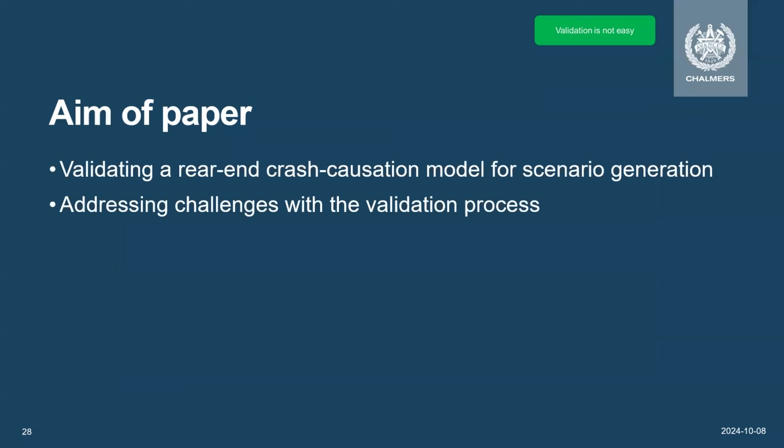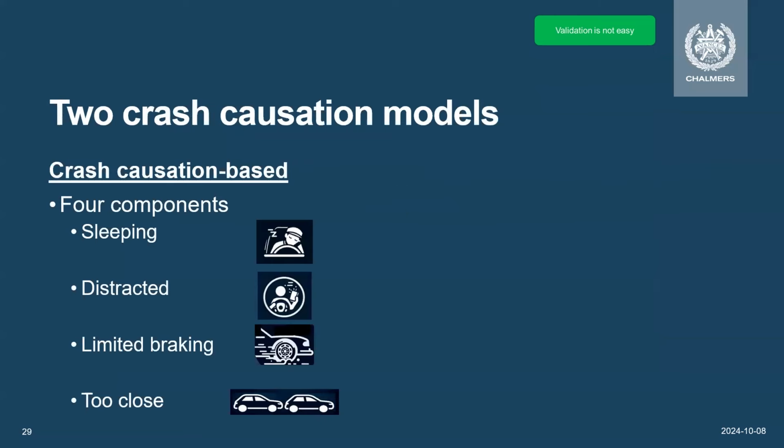We did that from different perspectives. I'll show one or two here, so the rest are in the paper. So the crash causation models, we have two of them. One is what we propose, which is a crash causation model that is a bit complex, but in detail, not. The most complex one is when you're talking about glance behavior. The others are relatively straightforward.